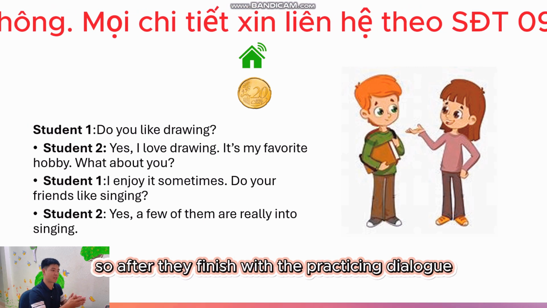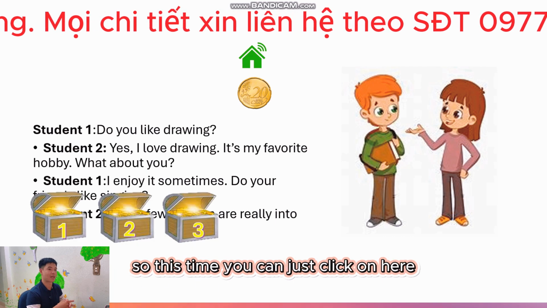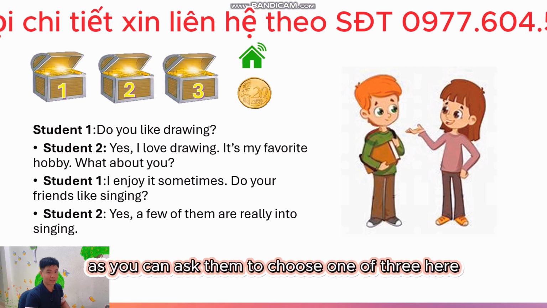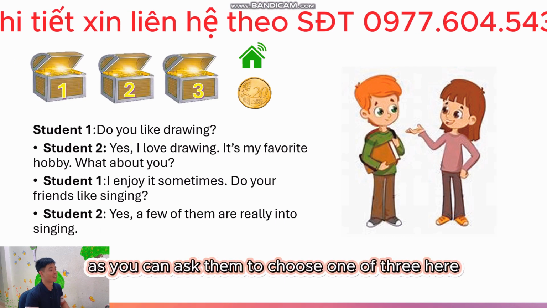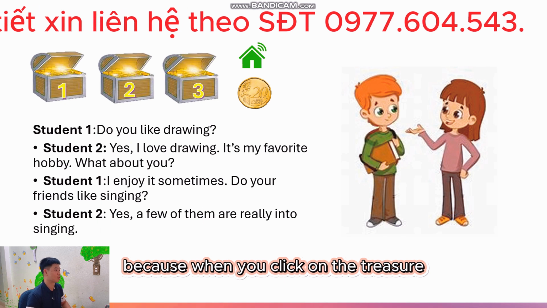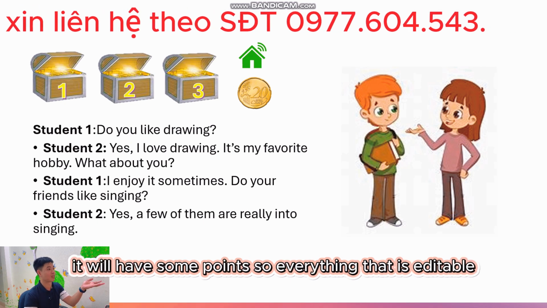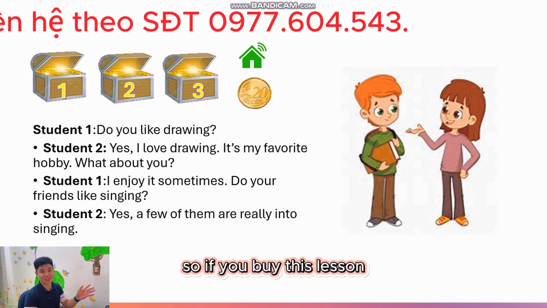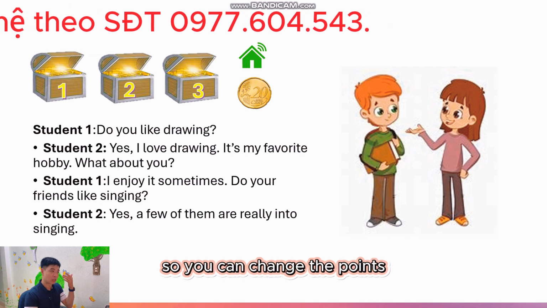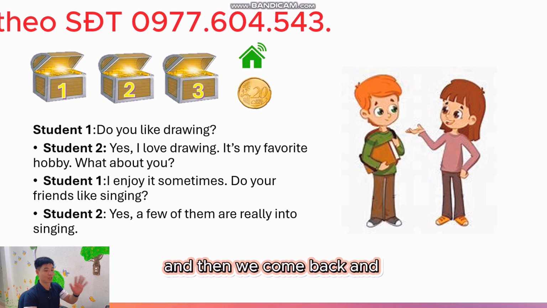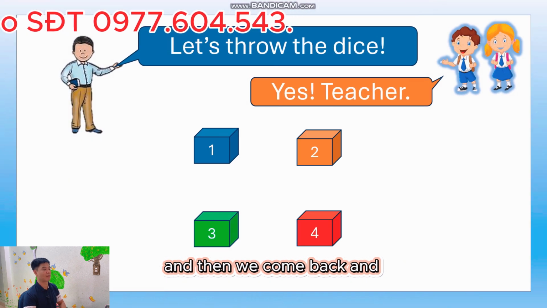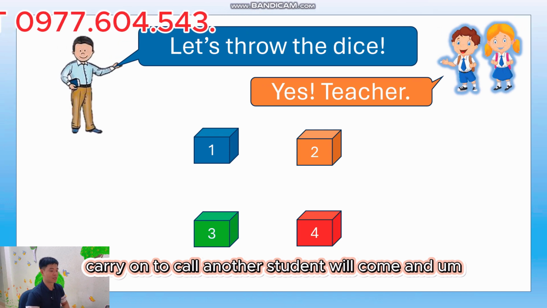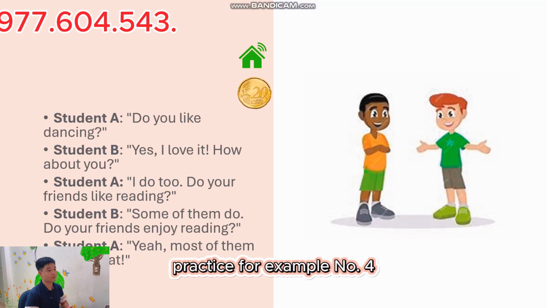So after they finish practicing the dialogue, you can just click here. Three treasures will appear, and you can ask them to choose one of the three, because when you click on a treasure, it will give some points. Everything is editable, so if you buy this lesson, you can change the points. And then we come back and carry on to call another student to come and practice.